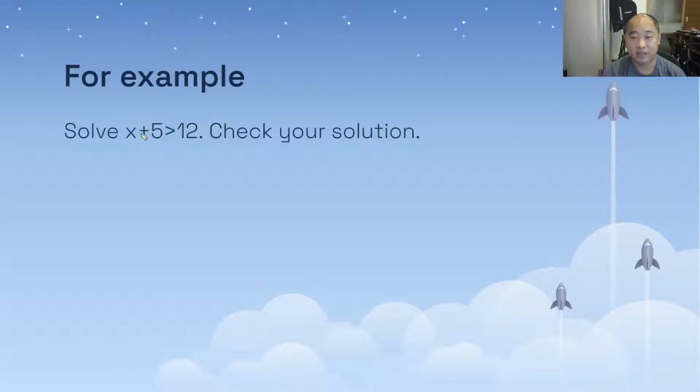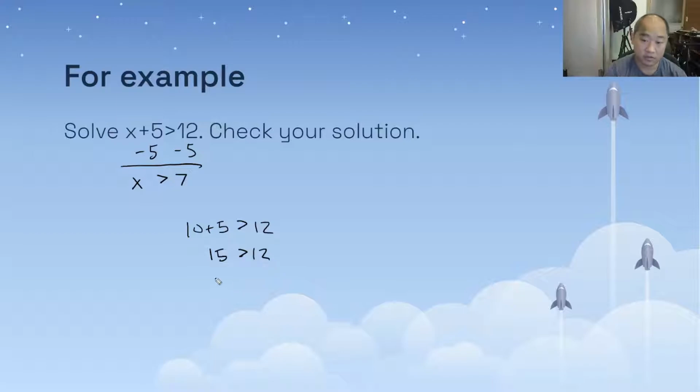If I have x plus 5 is greater than 12 and I want to solve for x, how can I do that? Well, I can subtract 5 as long as I do it on both sides. Then I have x is greater than 7. And then, if I want to check my solution, I can just pick a number bigger than 7, like 10, and I can plug that into x. So 10 plus 5 is greater than 12. And yes, it is. It is bigger than 12.